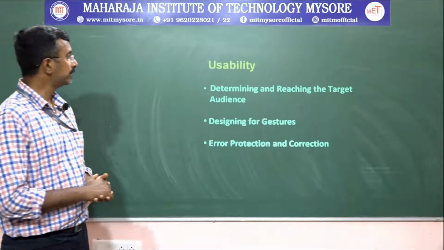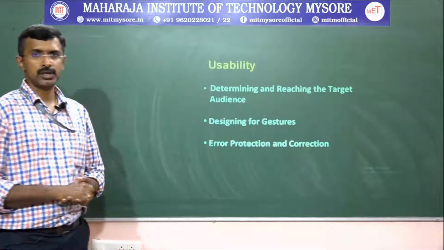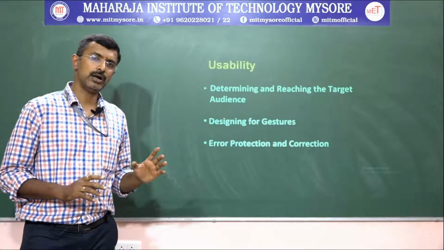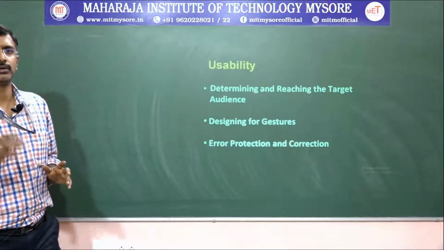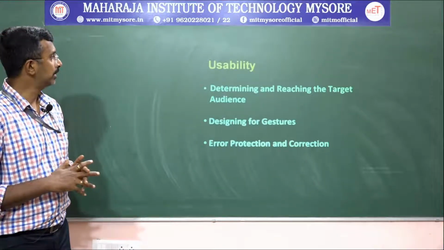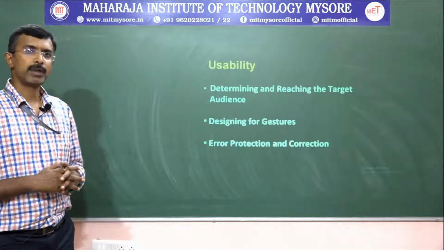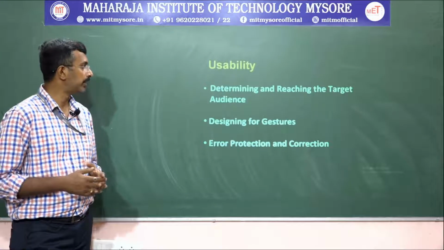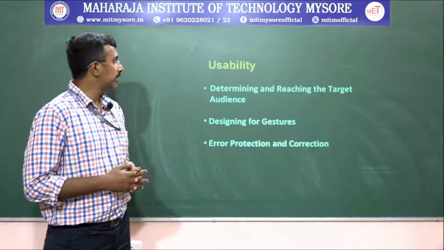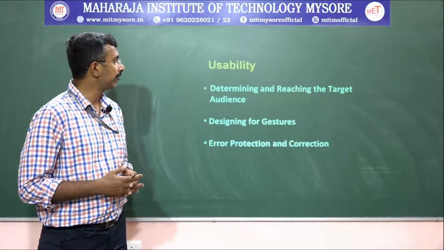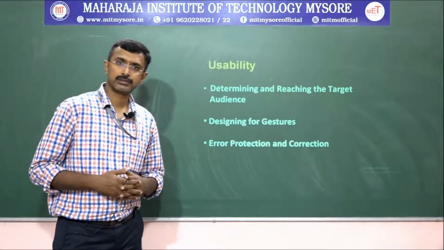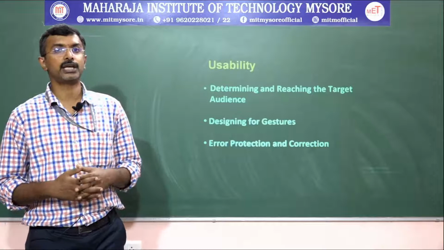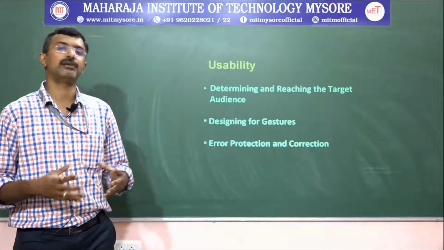Next, the usability of users. Everything we are concentrating on is the mobile users, either social media or usability or accessibility. In usability, what is the main purpose? Who are the users? What kind of users will be looking into it? So the main purpose is to determine and reach the target audience. Who is the audience? What is it that they are looking for? This is what we'll be looking at in detail.